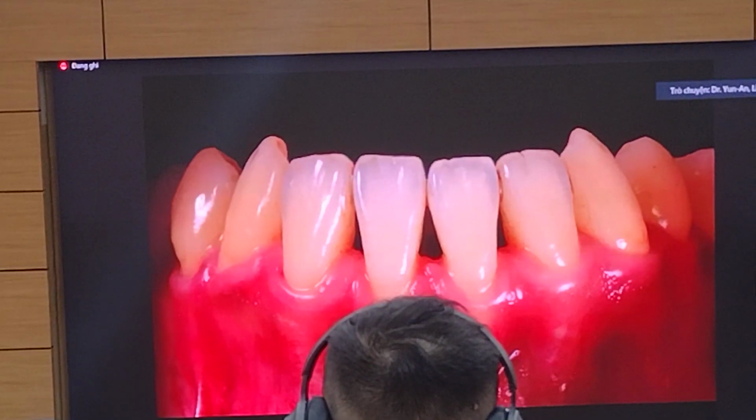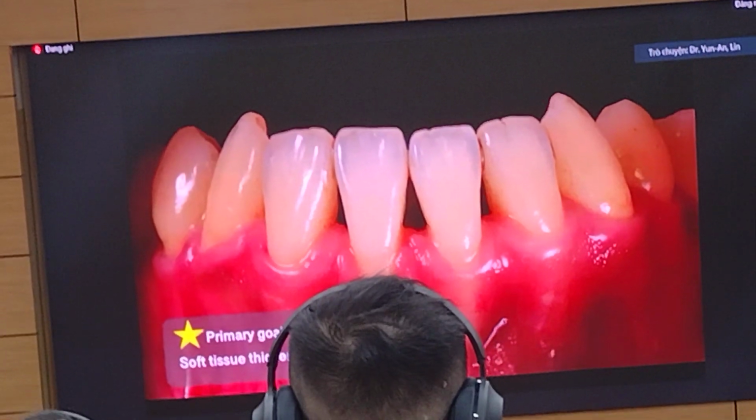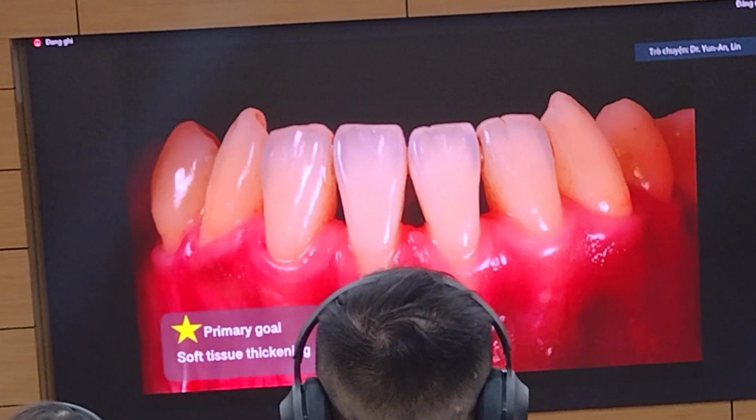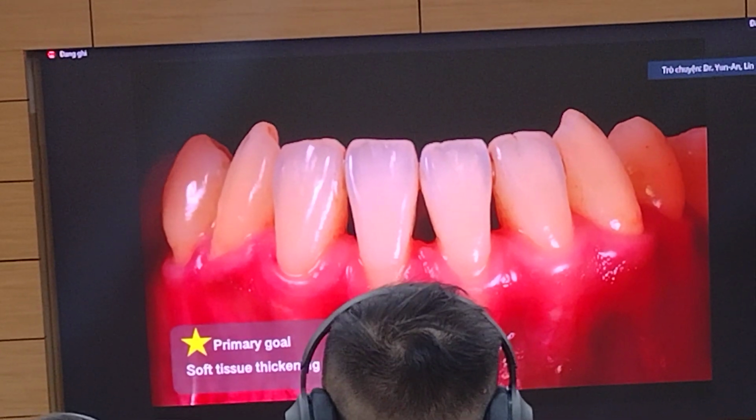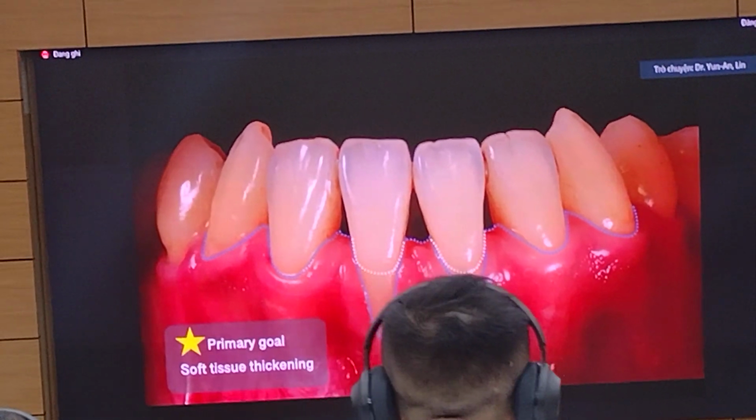my primary goal was to increase the soft tissue thickness around the anterior teeth and to prevent the worsening of the soft tissue condition, to reduce future gingival recession. Here was the initial gingival margin, the initial gingival recession.